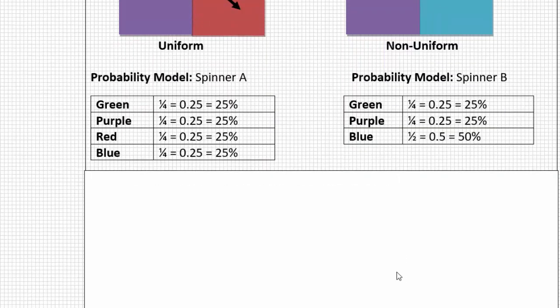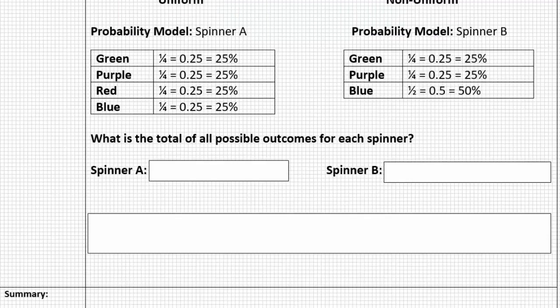Let's look at one last thing. Take a moment to answer this question about each of our 2 spinners. What is the total of all possible outcomes for each spinner? When we take the total of the probabilities, what does it add up to, or what's the total sum? Go ahead and write that down for spinner A and spinner B. For spinner A, each of them is 0.25. If I multiply that by 4, I get 1, which is the same as 100%. So adding up all the probability for green, purple, red, and blue, I would get 1 or 100%.